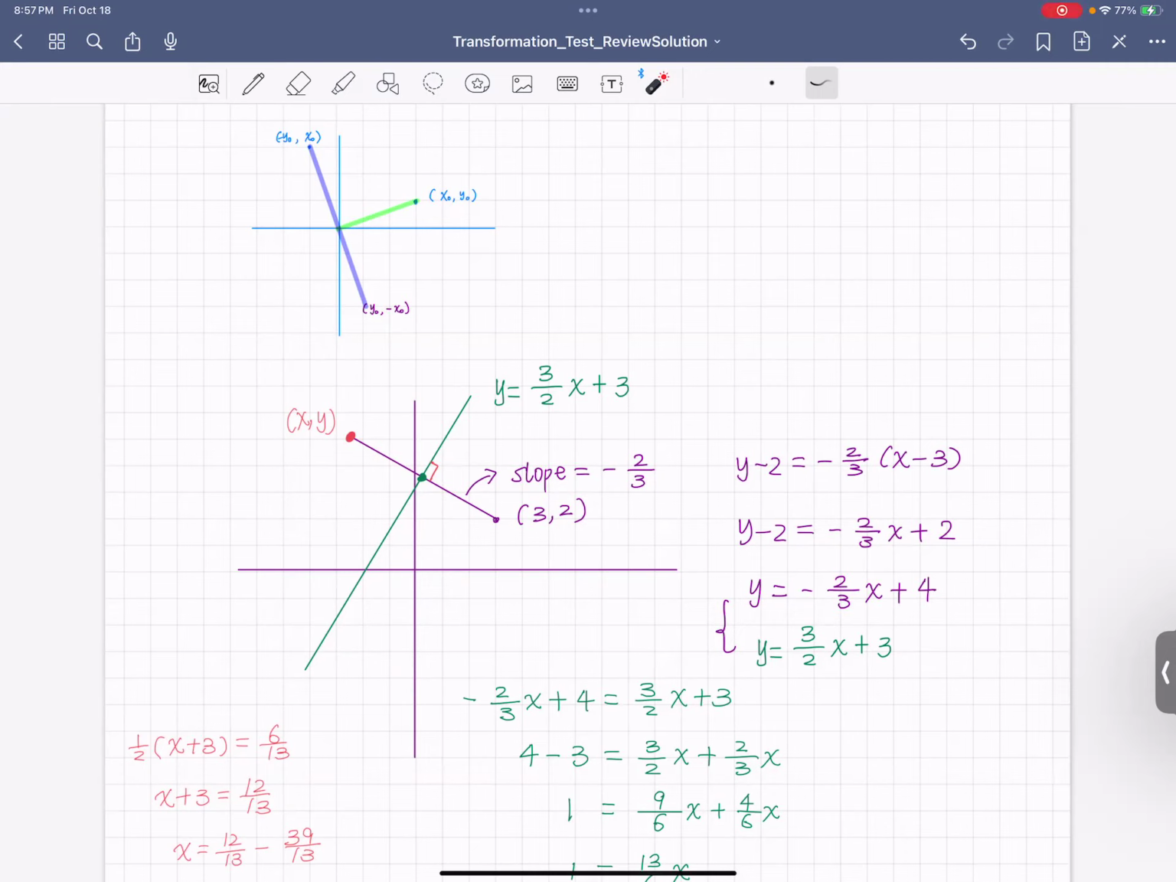Oh, Chloe. Look at the beginning, the first step. You have y minus 2 equals negative 3 over 2 times x minus 3. Yes? Chloe, did you do the distribution? Negative 2 over 3 times negative 3. Fix that point and redo it. Okay? Yes? Other people, send me your work.